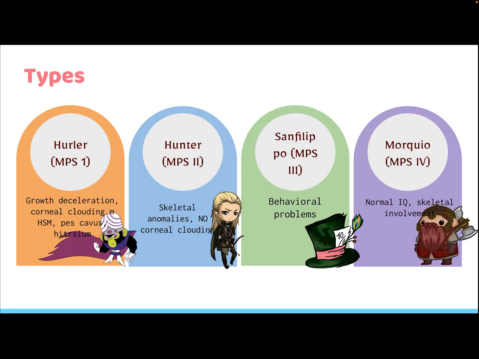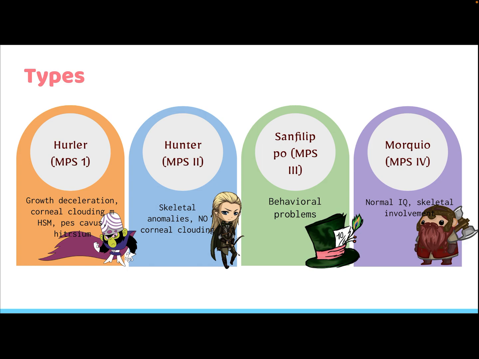There are different types of mucopolysaccharidosis. We have 4 types: type 1, type 2, type 3 and type 4. For each type I have put a picture that represents a distinctive feature of that type. The first type is Hurler disease, which can cause growth deceleration, corneal clouding, hepatosplenomegaly, pes cavus, and hirsutism. And the picture of that very famous character can represent that.